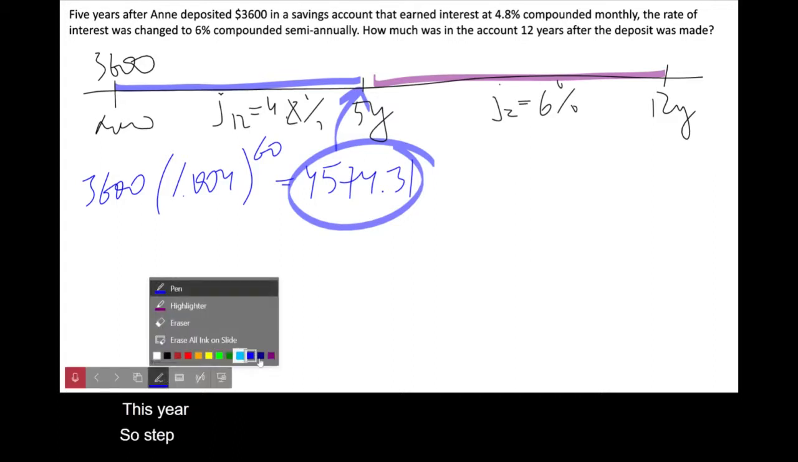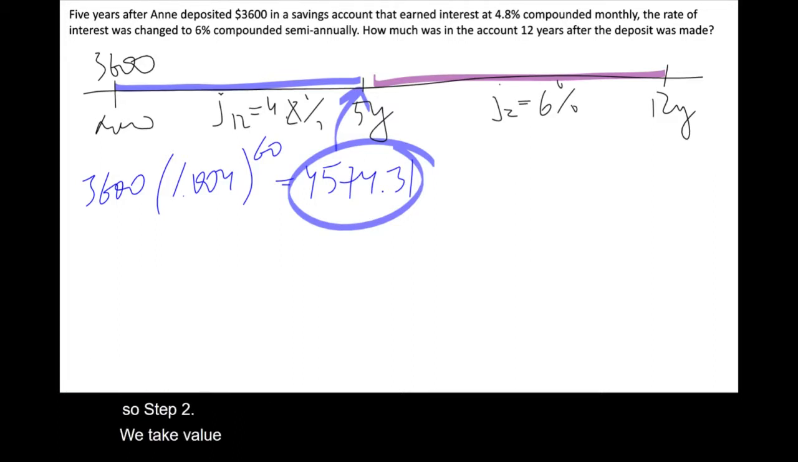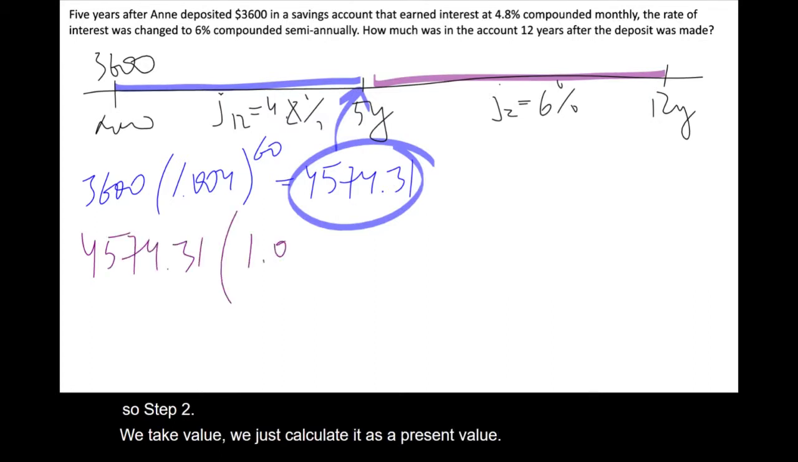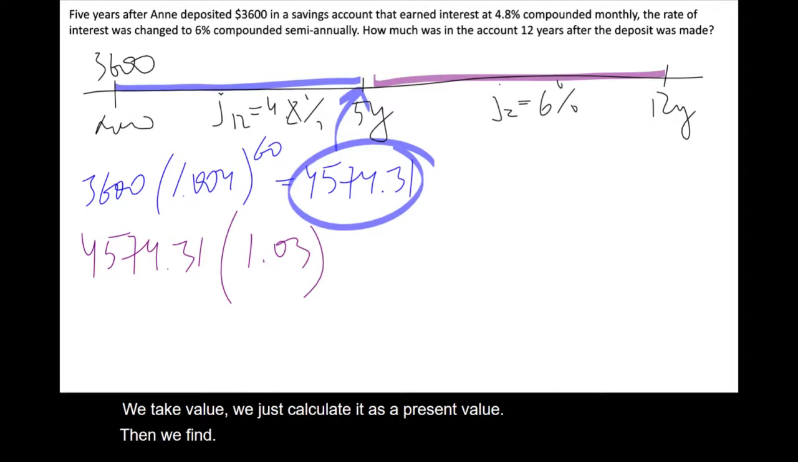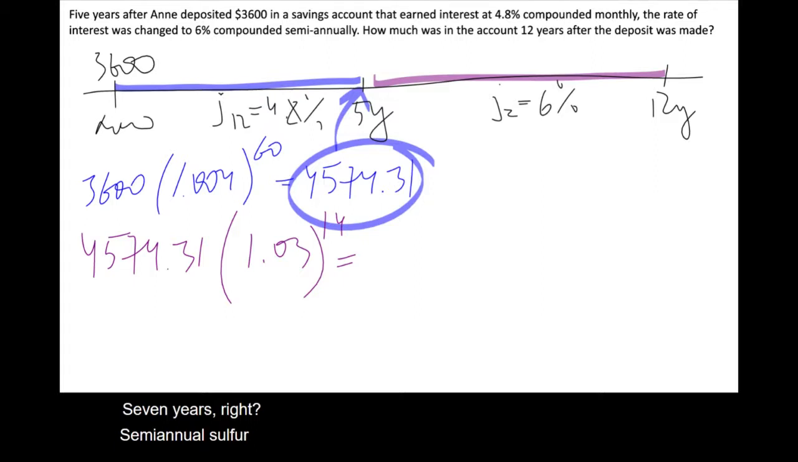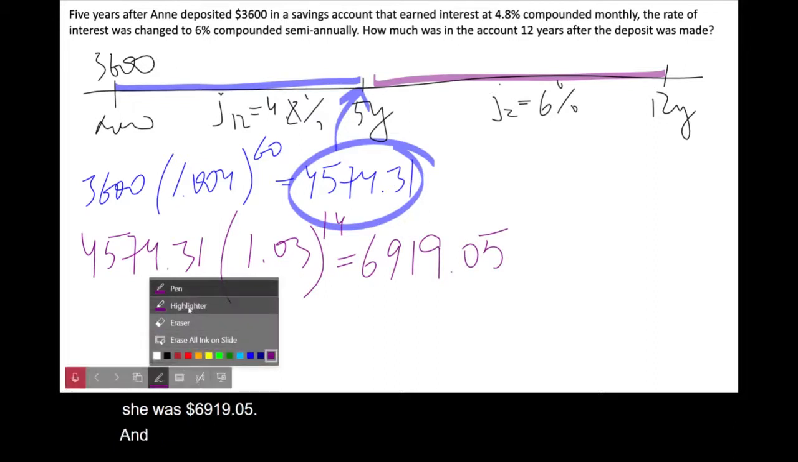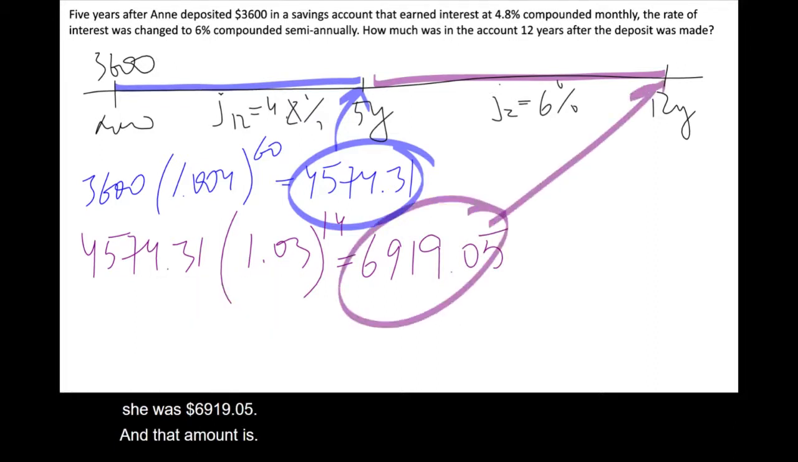So step 2, we take the value we just calculated as a present value, and we find what, 7 years, right? Semi-annual, so 14. So $6,919.05. And that amount is right there. That is the answer. Questions?